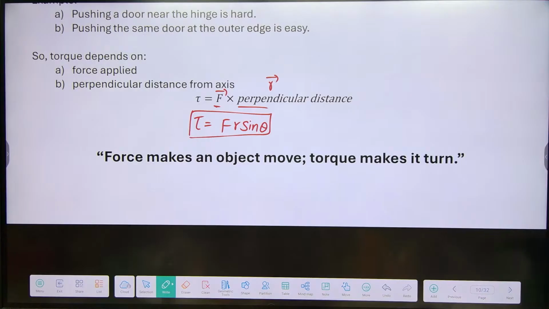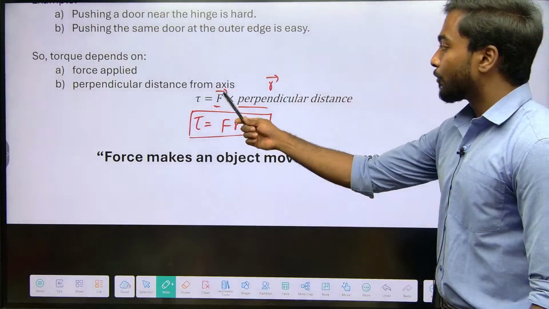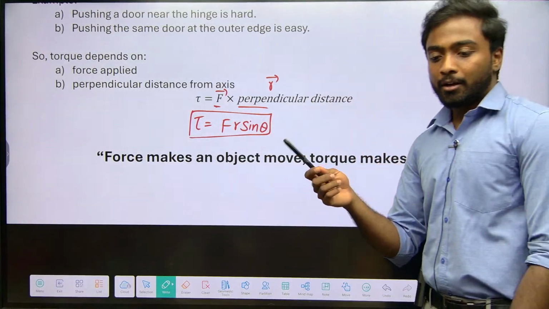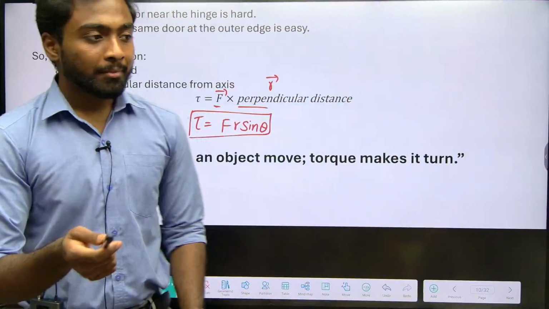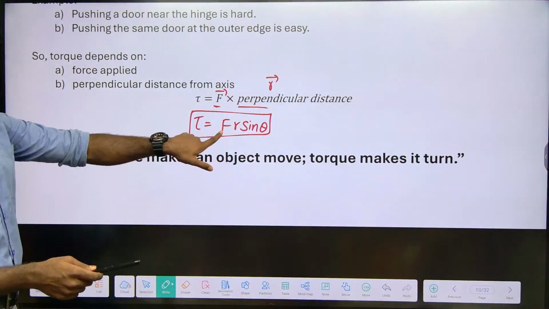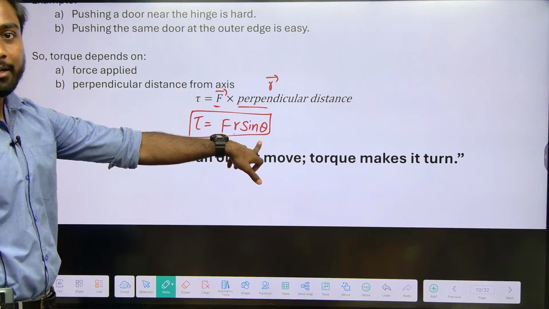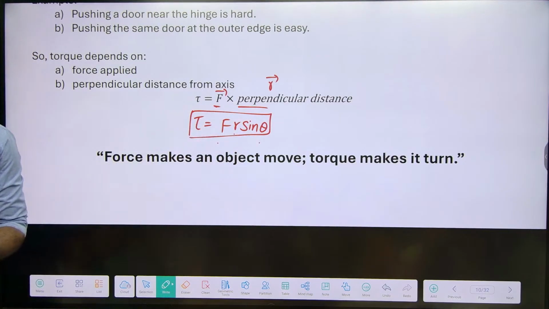So there can be two ways of asking the question. One is they will give the force and the r as values in i cap, j cap and k cap. The other way is they will give the value of the force, the value of r and the angle theta.